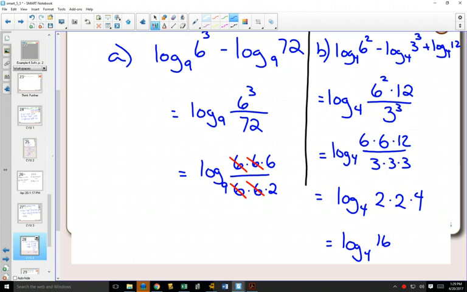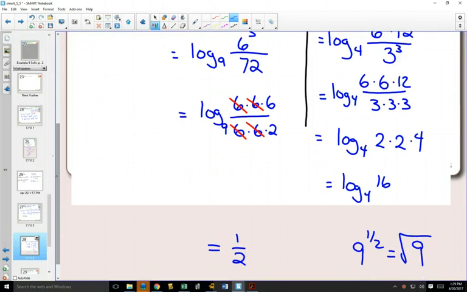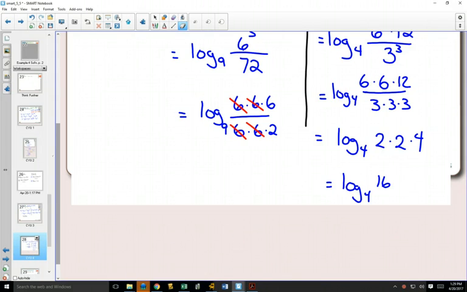You could also break up the 6 to be 3 times 2. This 6 to be 3 times 2. That 12 to be 3 times 4. And cancel out the 3's. And you will get 2 times 2 times 4 as well. So now we have log 4 of 16. You can think of that little question mark there. Logs solve for exponents. So if the base is 4 and the answer is 16, 4 to what power is 16? 4 to the power of 2. 4 squared is 16.